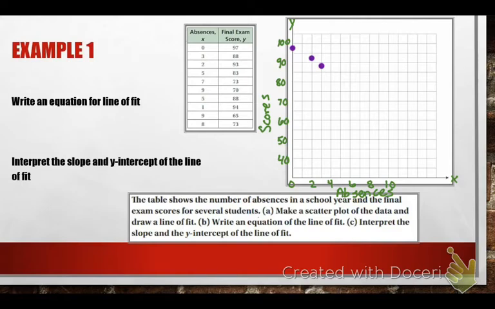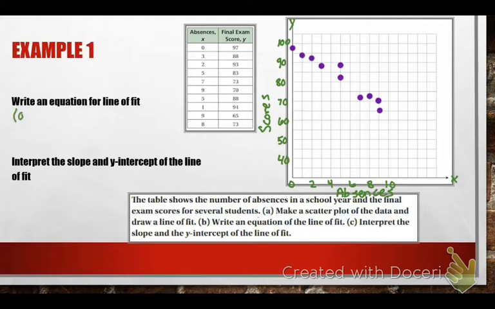Student number 4, is that the 4th or 5th? Yeah, 4th student. 5 absences and scored an 83. So I'm just going across and plotting the points where they go on the scatter plot. Next one: 7 absences and scored a 73. Go ahead and do the last 5 points on your scatter plot. I'll give you a minute to do that.